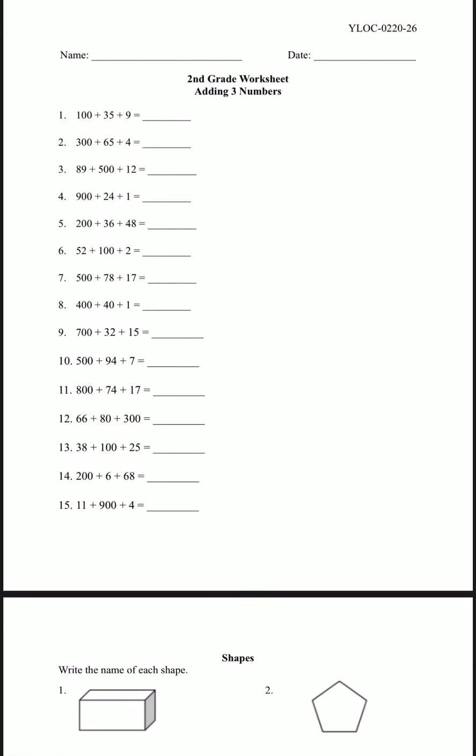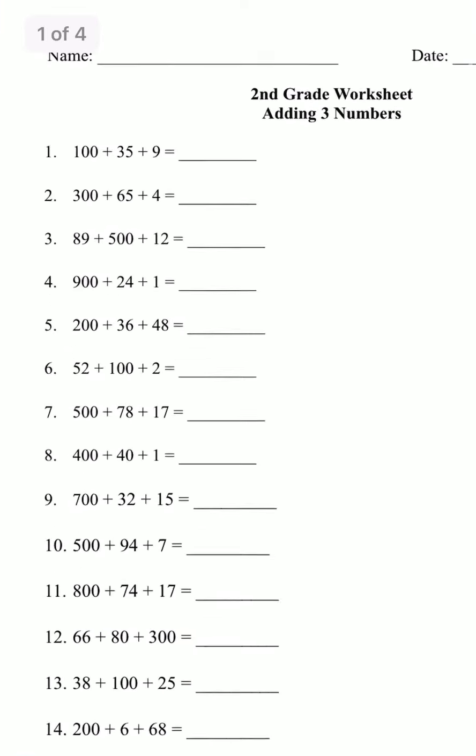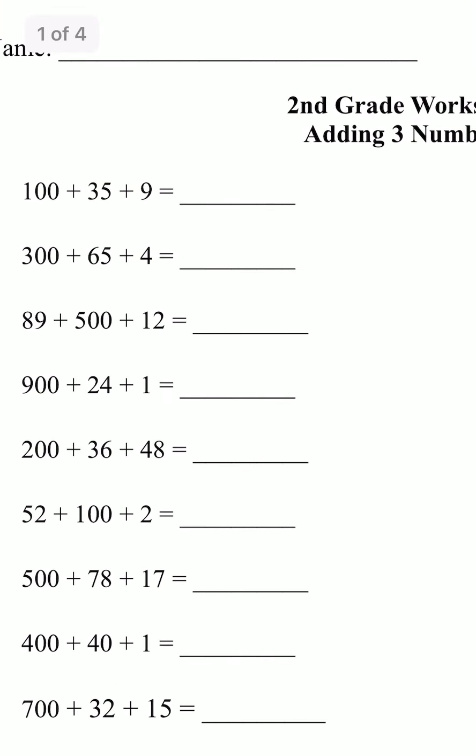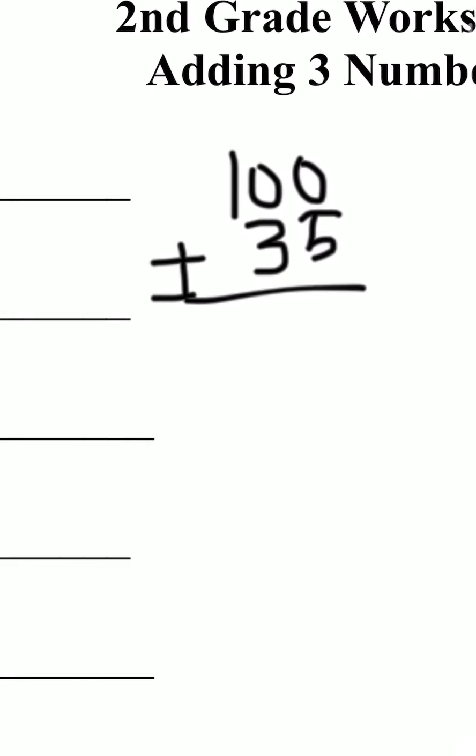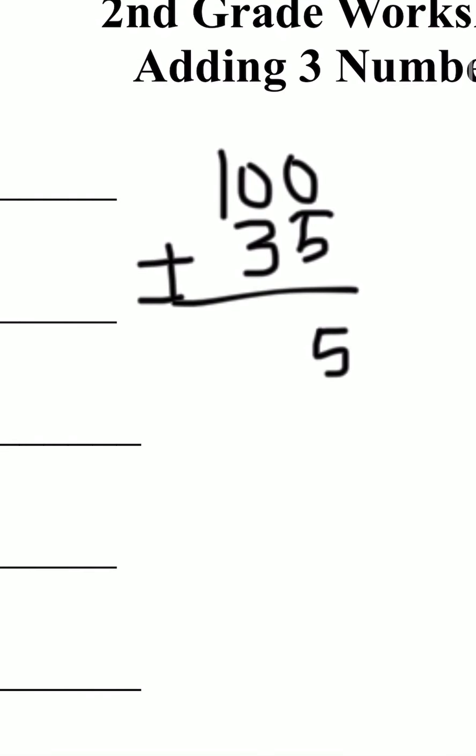Hi, today we're going to start with adding three numbers. Let's try number 1. We have 100 plus 35 plus 9. So 100 plus 35. We're going to try adding these two numbers first. So 0 plus 5 is 5, and then 3 plus 0 is 3, and then the 1 drops.